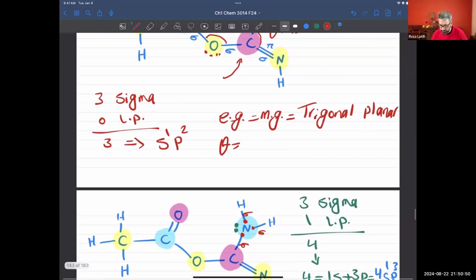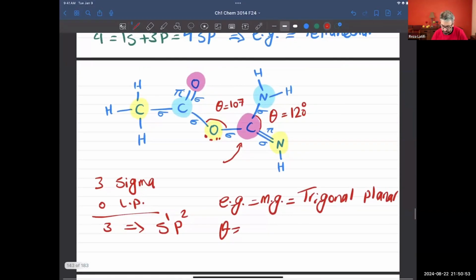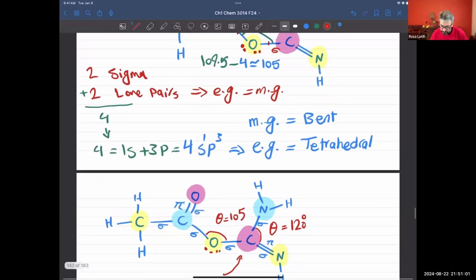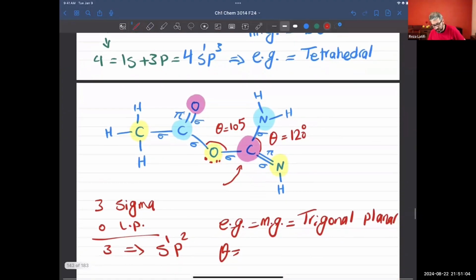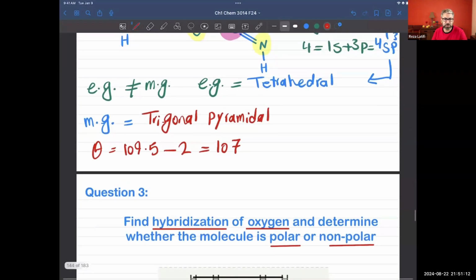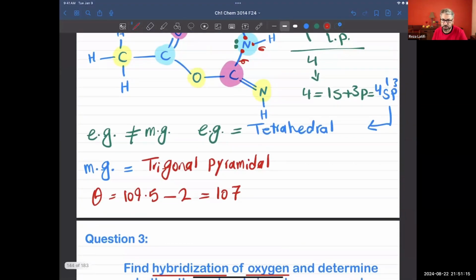The previous one, I think I made a mistake. I wrote 107. I don't know why I wrote 107, because we have 2 lone pairs. It should be 105. I'm sorry about this one. So 105. Let me double check here. Yeah, should be 105. Cool. I'm sorry, I made a mistake and wrote 107, because we had 2 lone pairs. And here we have 1 lone pair, so we're going to drop it by 2 degrees.